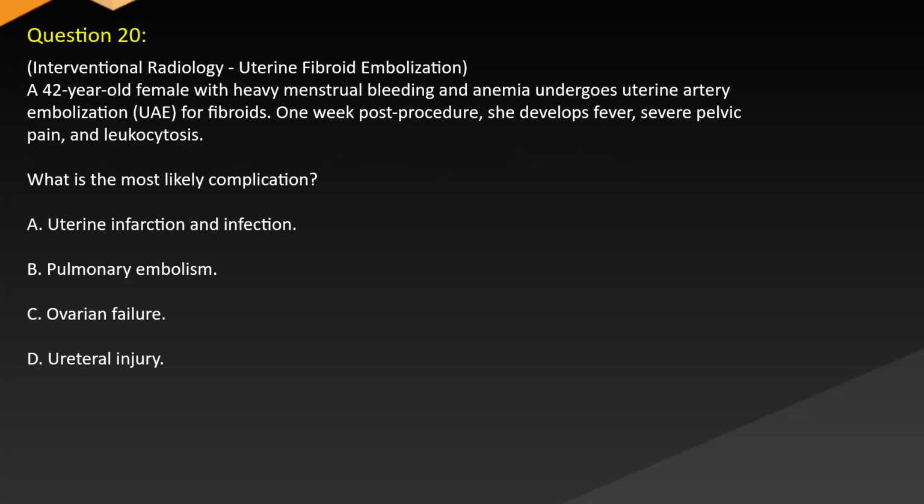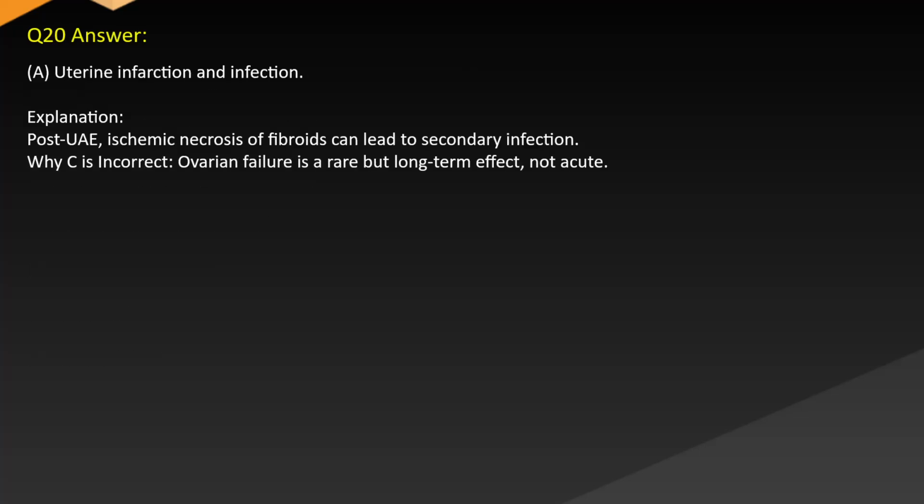Question 20. Interventional radiology. Uterine fibroid embolization. A 42-year-old female with heavy menstrual bleeding and anemia undergoes uterine artery embolization (UAE) for fibroids. One week post-procedure, she develops fever, severe pelvic pain, and leukocytosis. What is the most likely complication? A. Uterine infarction and infection. B. Pulmonary embolism. C. Ovarian failure. D. Ureteral injury. Answer A. Explanation: Post-UAE ischemic necrosis of fibroids can lead to secondary infection. C is incorrect. Ovarian failure is a rare but long-term effect, not acute.